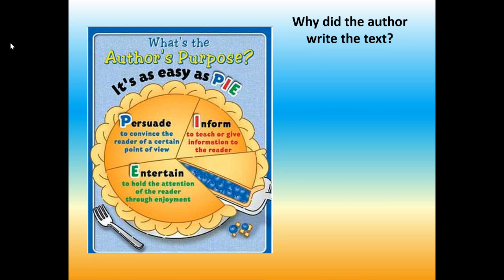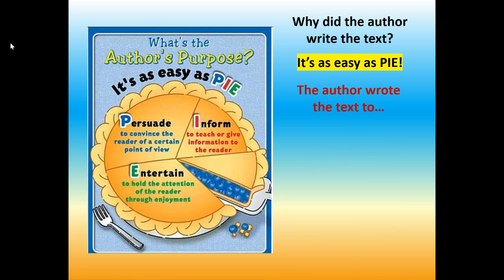Okay, let's review. Why did the author write the text? It's as easy as pie, or P, I, E. Remember those letters, P, I, E. The author wrote the text to either persuade, that's P for persuade, and persuade means to convince the reader of a certain point of view.